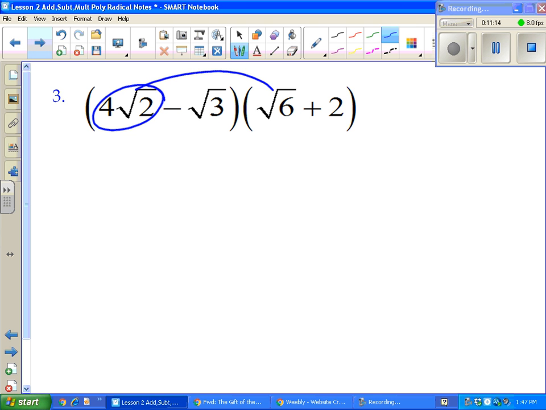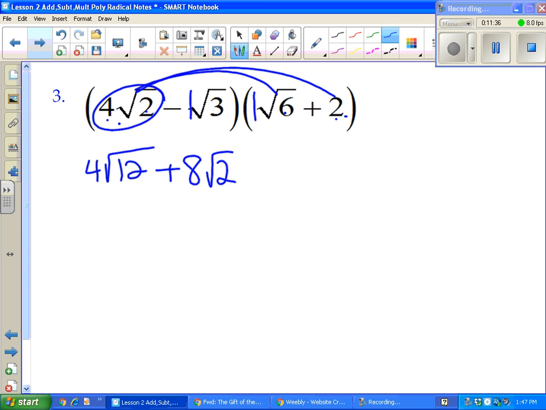4 square root of 2 times 6. I can pretend there's a 1 there. 4 times 1 is 4. 2 underneath, 6 underneath is 12. Here I do not have a square root. So I have a 4 out front, a 2 out front. That's going to be positive 8. But you got to make sure you keep the square root of 2 and just carry it along because it was part of the first factor.